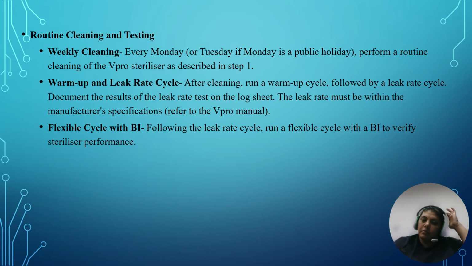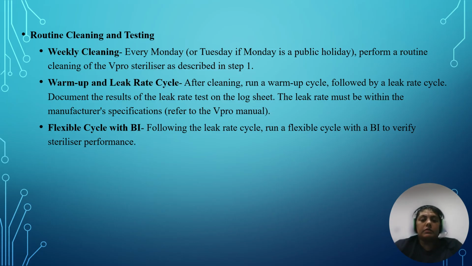The leak rate must be within the manufacturer specification. Refer to the vProp manual, and if the leak rate fails once, run another cycle, and if it fails again, report the details to the company and also to the team leader, and put an ETA time of service on the technicians. For arrival, flexible cycle with BI.